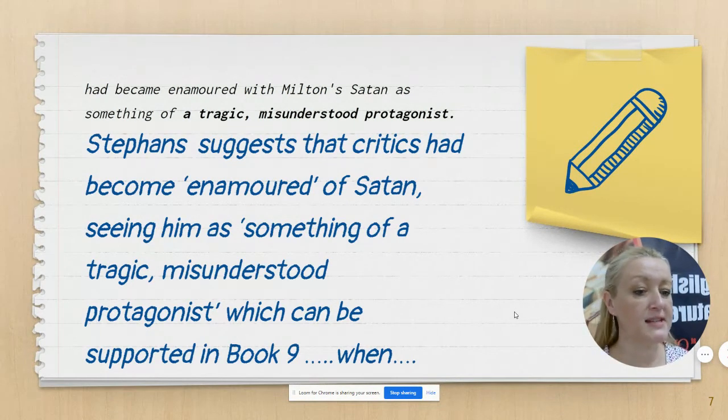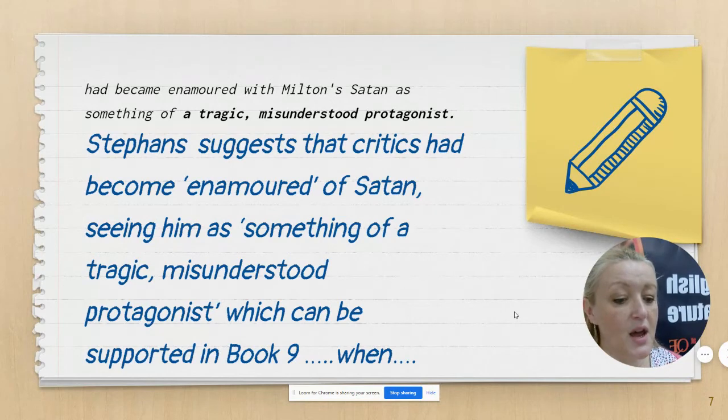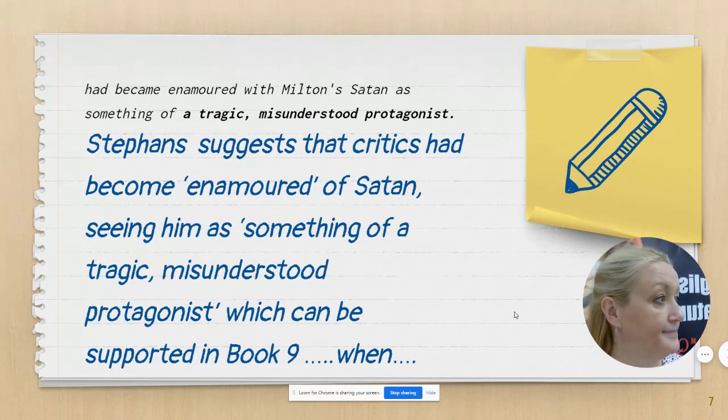Stephens suggests that critics had become enamoured of Satan, seeing him as something of a tragic, misunderstood protagonist, which can be supported in Book 9. Now, if you do that, you will be rewarded in the exam. You've used AO5, but you're definitely not getting into Band 5 or 6, and you'd have to do at least a bit more to get into Band 4.